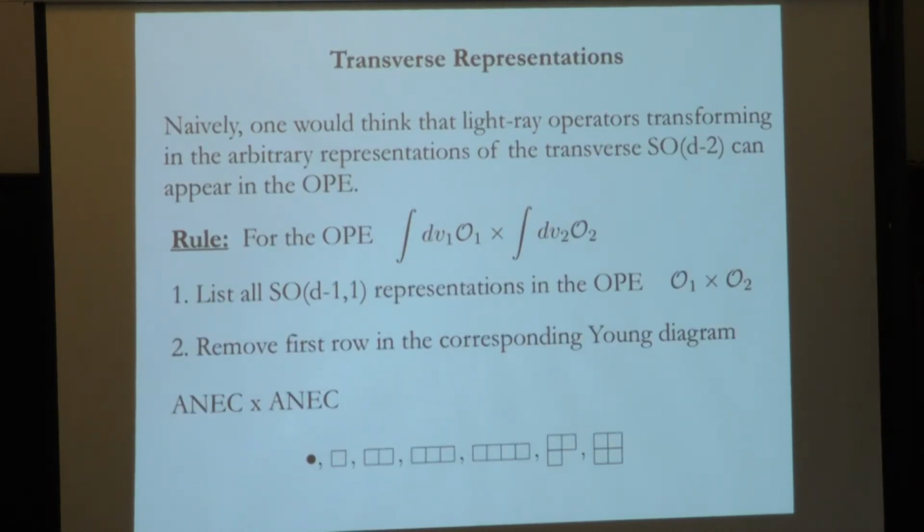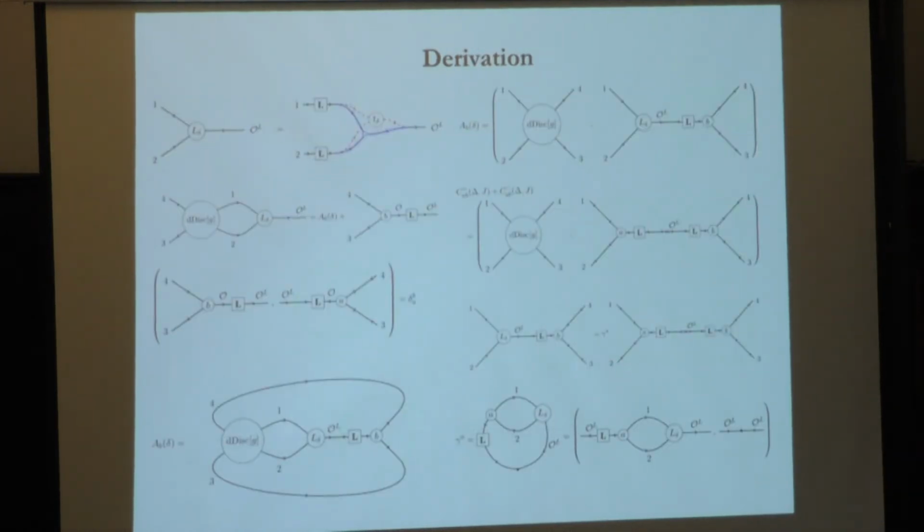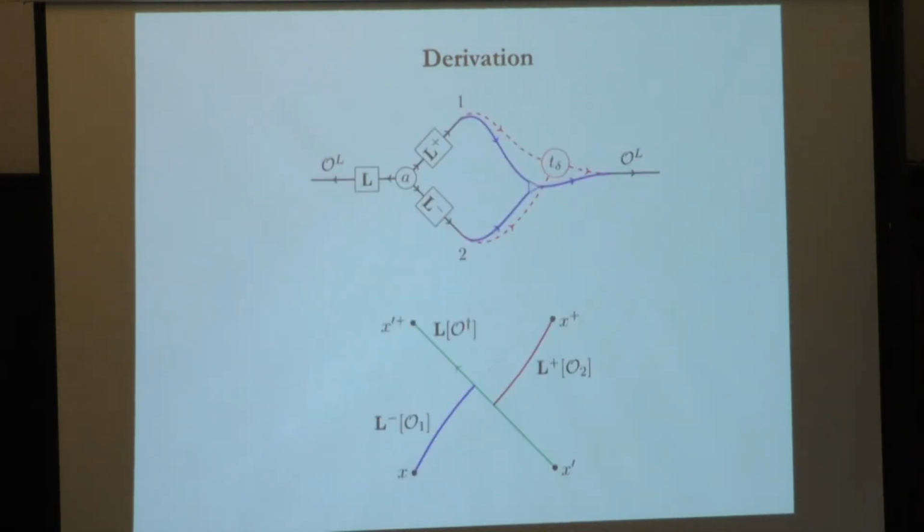Finally, in these transverse representations, the allowed representations in the OPE of integrals of two local operators are inherited from the OPE of O1 and O2. So if you start with two stress tensors, you list all representations in their OPE, you remove the first diagram, and those are the allowed representations in SO(d-2). Okay, and then you can write celestial blocks. That's how you derive it. I will skip all of that.